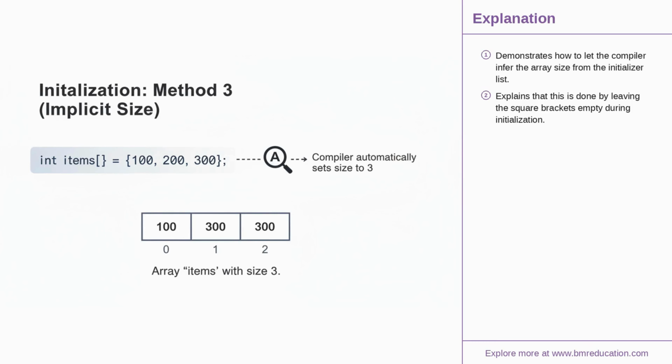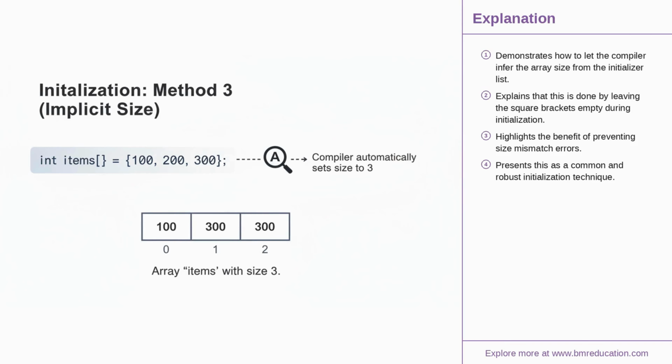C also offers a convenient shortcut. If you provide an initializer list, you can omit the size in the square brackets. The compiler is smart enough to count the elements for you. Writing int items[] = {100, 200, 300} automatically creates an array of size 3. This is a great way to prevent mistakes where your size and your initializer list don't match.